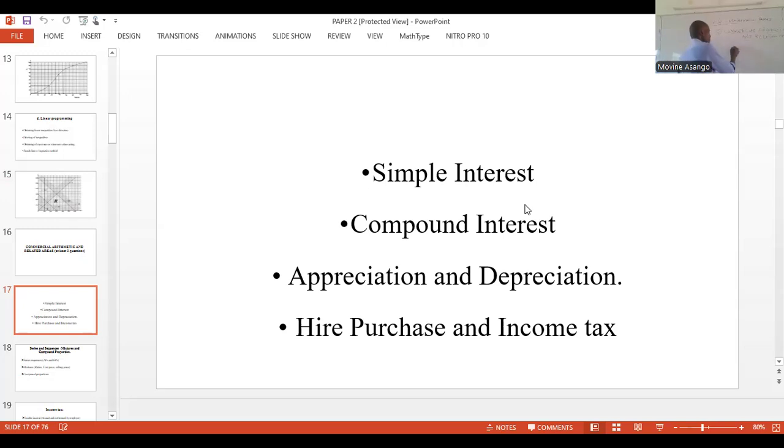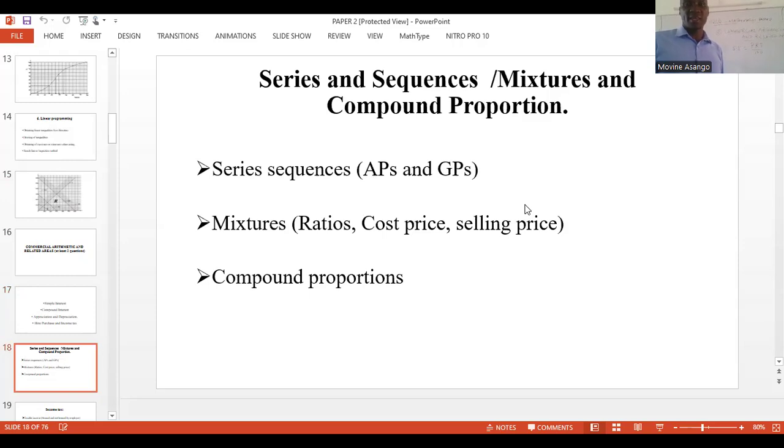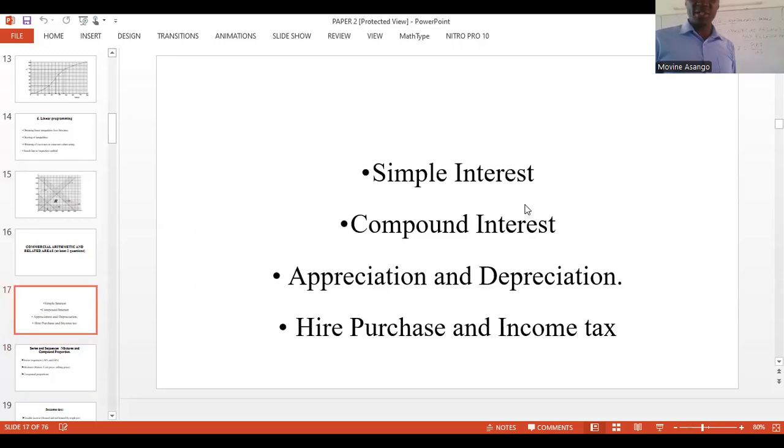Simple interest is equal to P times R times T over 100. Once you've written that, you must know what P means. It's the principal of the deposit. R is the rate of interest, and then T is the period of interest. Of course, you're dividing by 100 because the rate must be a percentage. Then we talk about the compound interest, and then appreciation and depreciation. The other area under this commercial arithmetic is series and sequences, and then mixtures and compound proportions. So I may not dwell on mixtures, but allow me to start with the commercial arithmetic and talk about the compound interest.